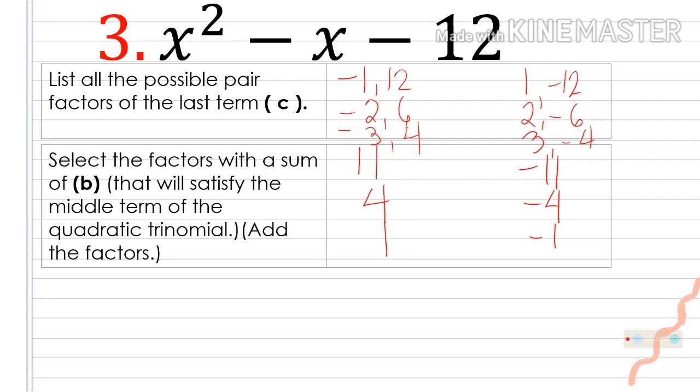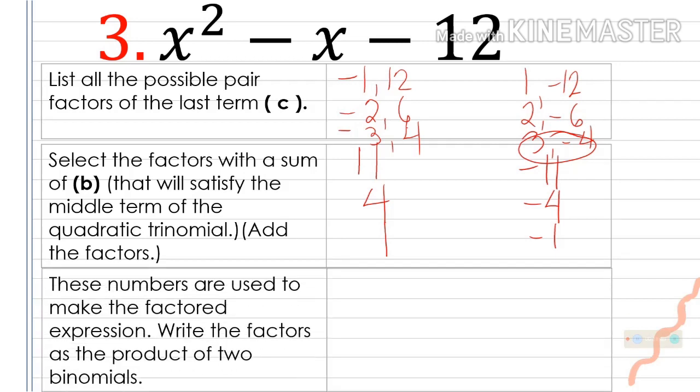Since this pair of numbers sums to negative 1, on the next step we again factor x squared. So we have x times x. And then use the integers that we obtained earlier that satisfy the middle term, negative 1. So we have positive 3 and negative 4. Okay?